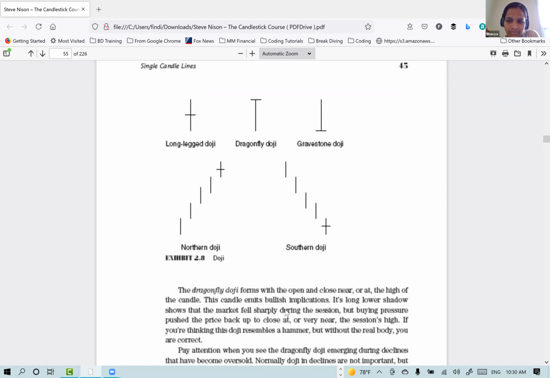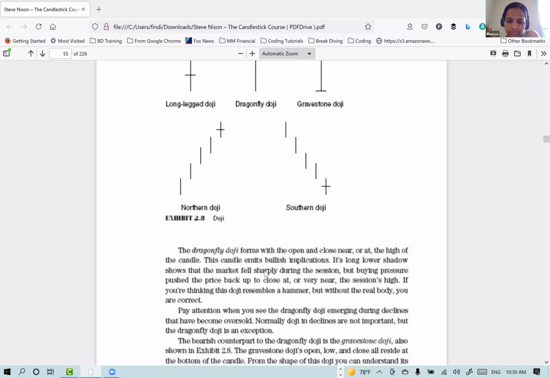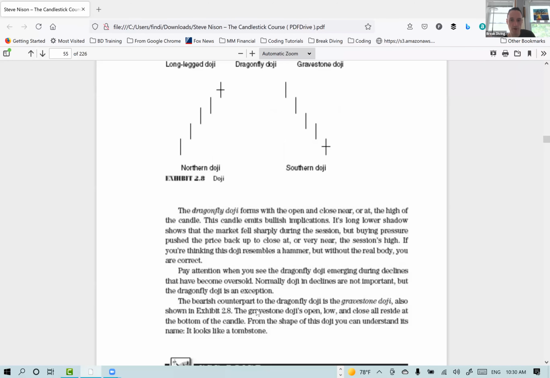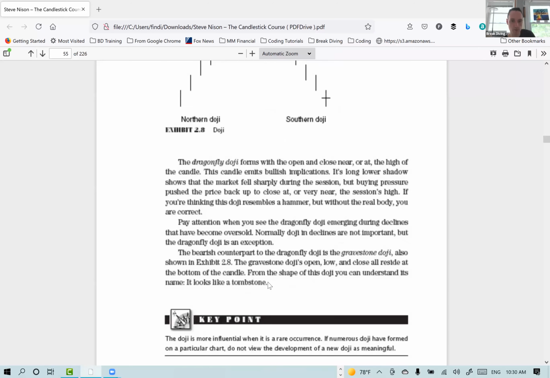Okay. Pay attention when you see the dragonfly emerging during declines that have become oversold. Normally dojis in declines are not important, but the dragonfly doji is an exception. The bearish counterpart is the gravestone. Okay, looks like a tombstone. Got it.